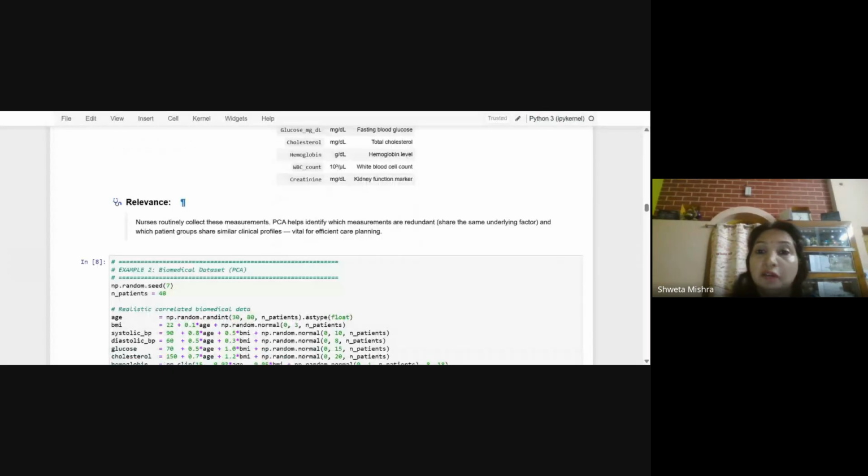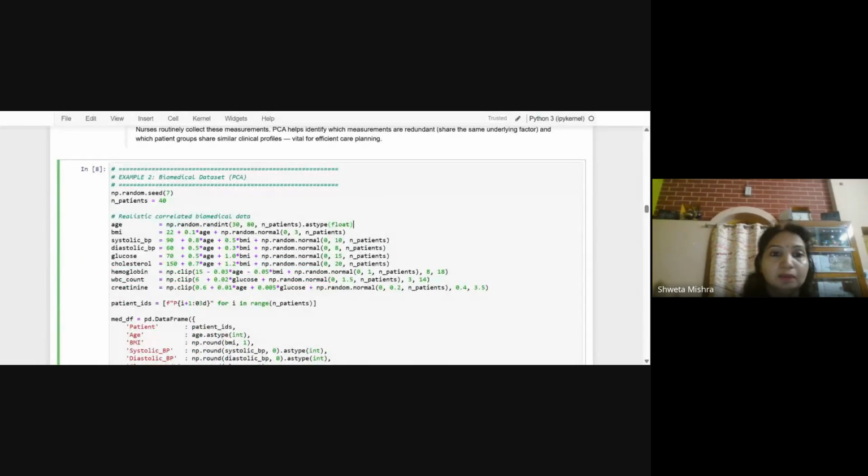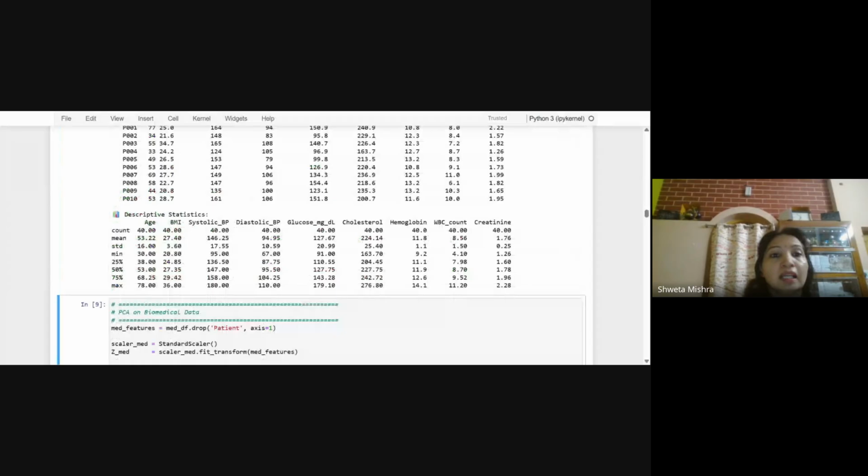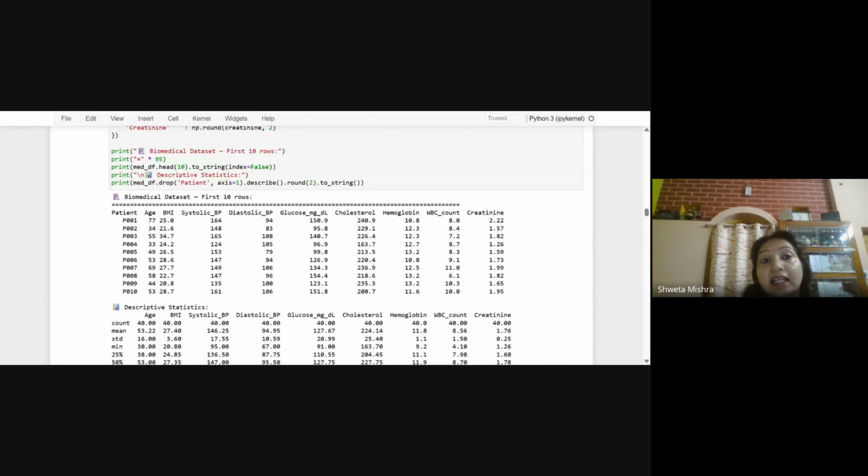First we uploaded the data. Here we can see that we are considering a data set of 40 patients, named patient 1, patient 2, patient 3. This is the first 10 of the data set. Then we have the variables: age, BMI, different kinds of BPs, glucose, and so on.